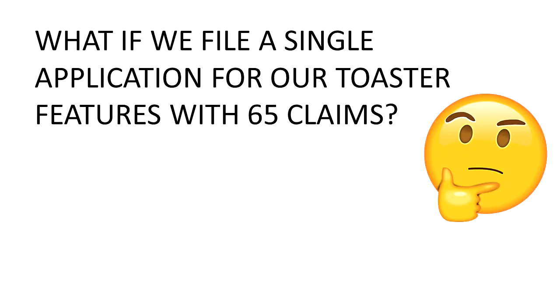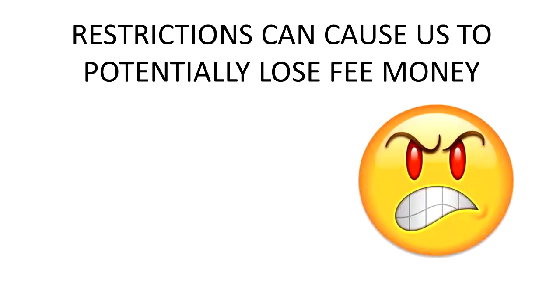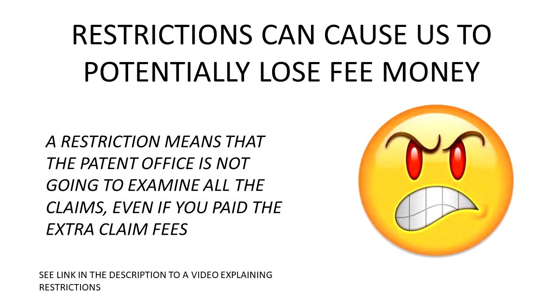What if we file a single application for our toaster features that has all 65 claims? Well, as we already said, we'll pay a lot in extra fees, over $2,000 for a small entity, but that can potentially cause us to lose money. Let's see why. A restriction can cause us to lose money. A restriction means that the patent office is not going to examine all of the claims, even if you paid the extra claim fees. And again, check the description to this video where I have a video explaining more about restrictions and what they are.